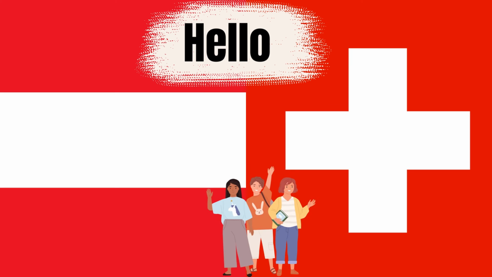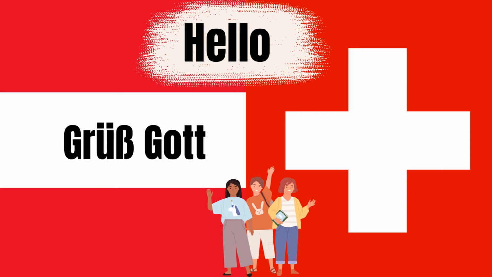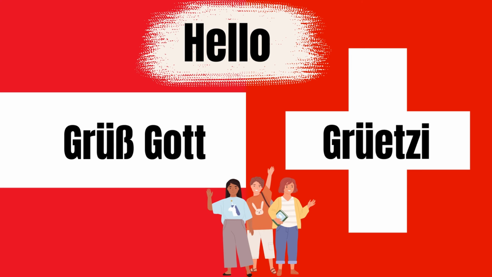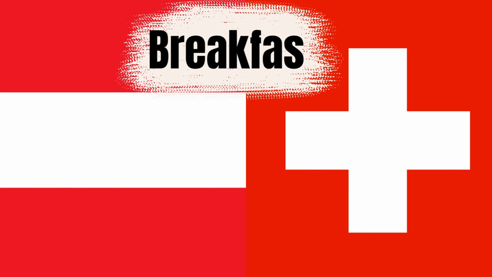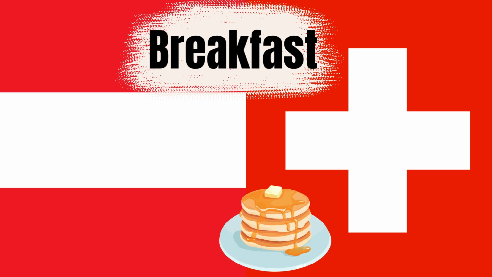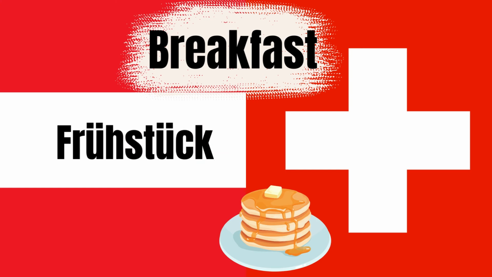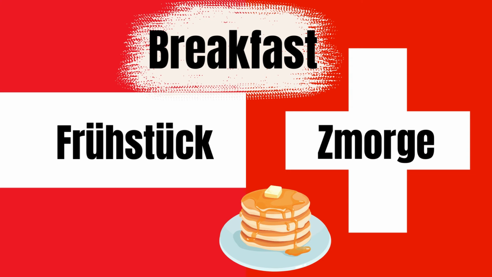If you follow the Austrian German tutorial, you know that the common form of greeting in Austria is Grüß Gott. In Switzerland, the famous way to greet is Grüetzi. In the morning, the word breakfast plays an important role. In Austria, we say Frühstück. In Switzerland, the word Zmorge is used.